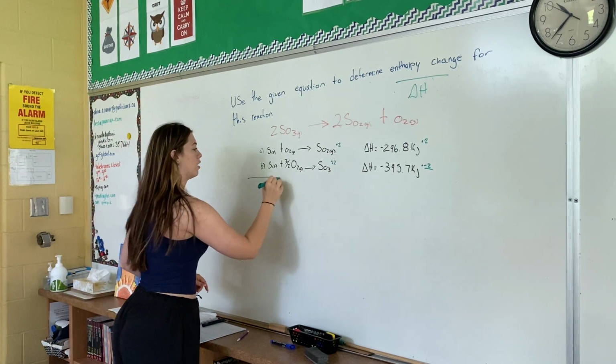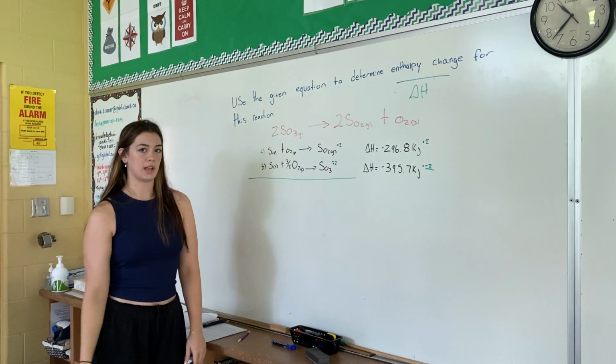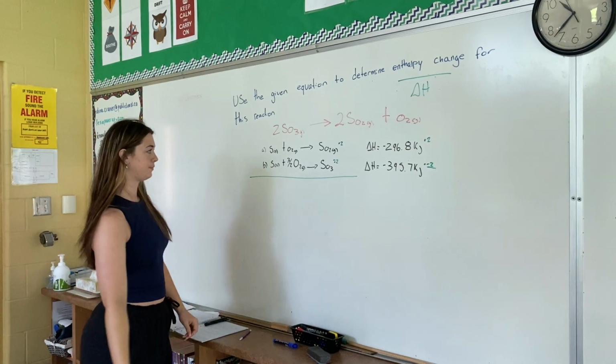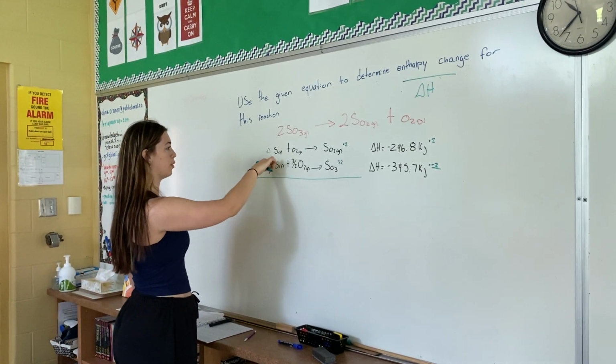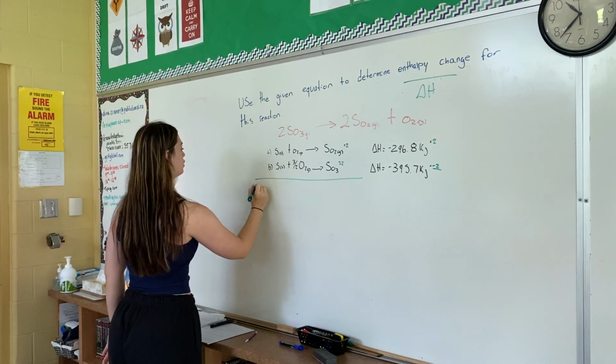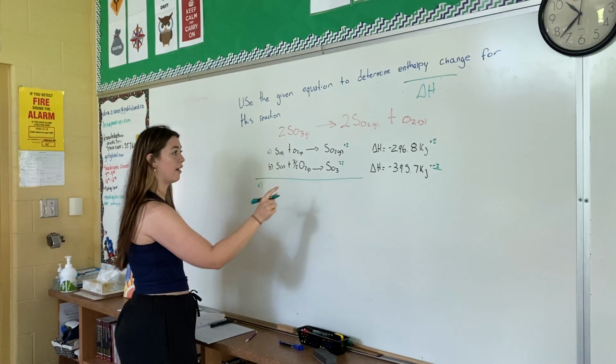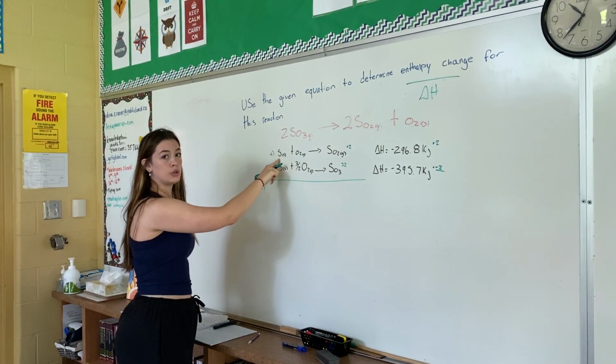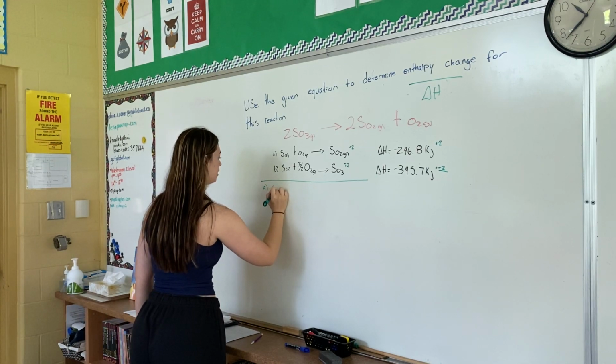So right here, we're going to draw a line like we would if we were doing an addition or subtraction. And we're going to times both of these by 2. So for A, we're going to have now 2 sulfur solids.